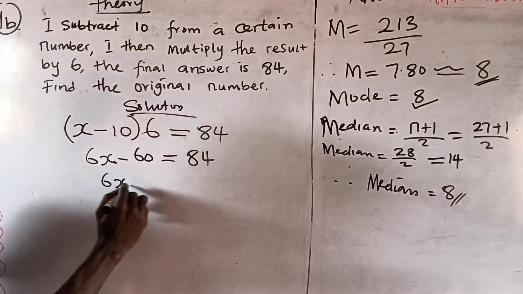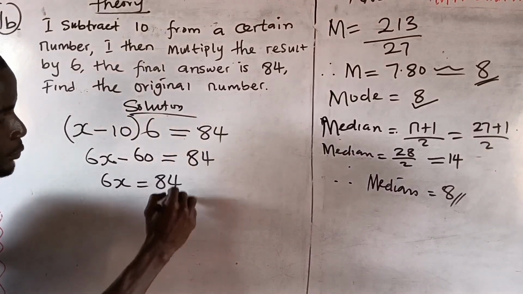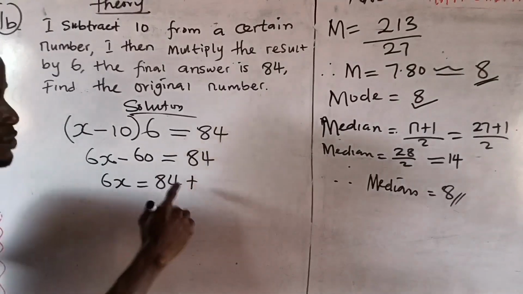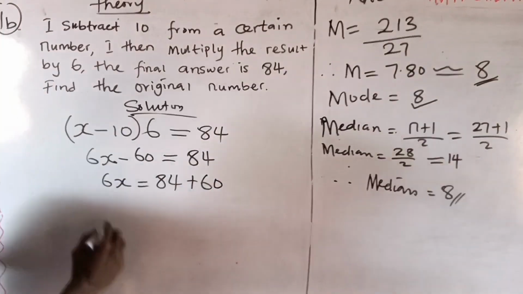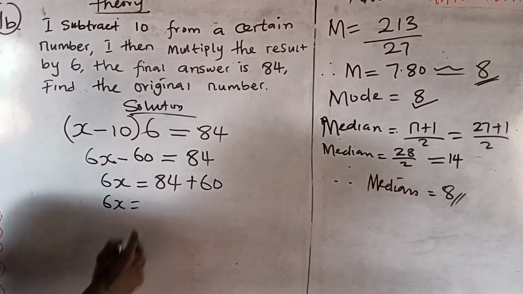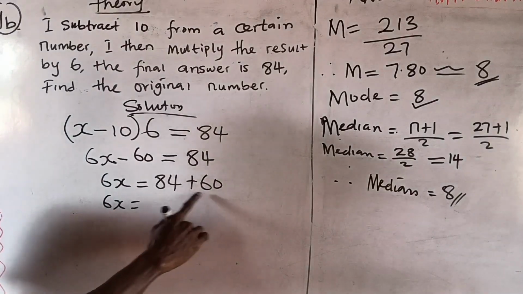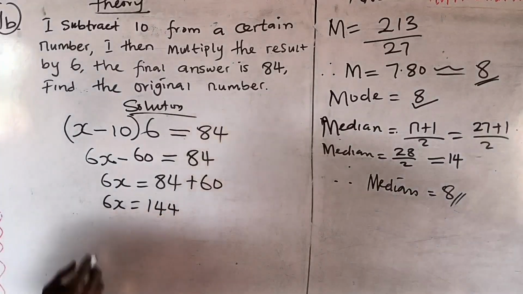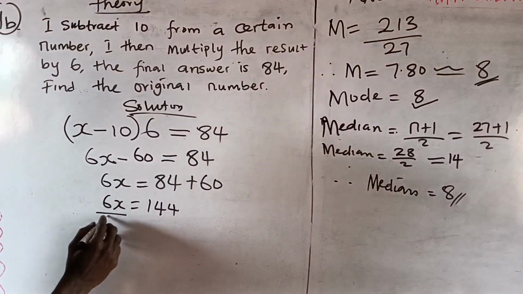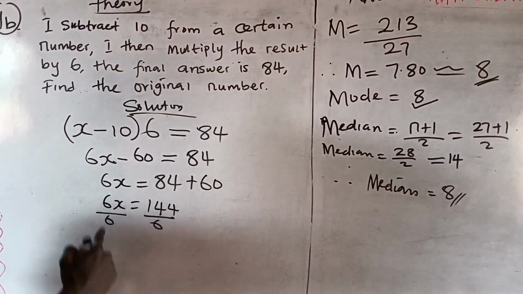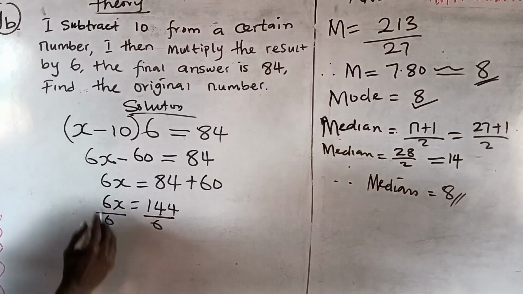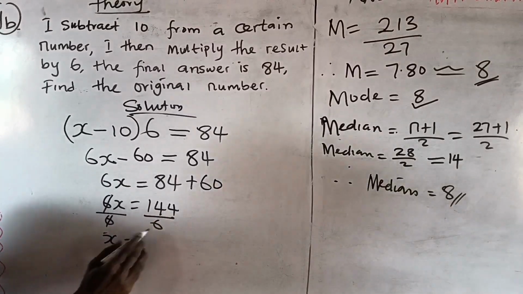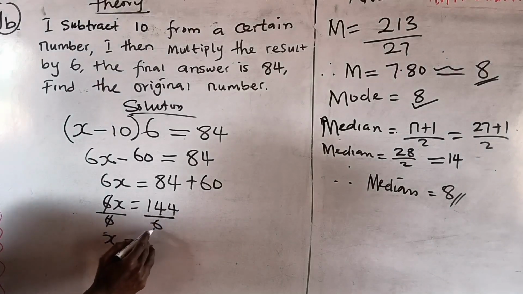We have 6x equals 84. Once it crosses, it becomes plus. Since it has a negative sign, it becomes plus here. So 6x equals 84 plus 60, which will give us 144. We divide all through by 6 in order to get the unknown. So our 6 cancels 6. Now we have x equals 144 divided by 6.